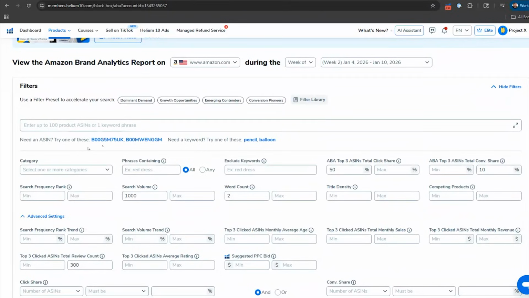I can narrow this down even more by looking at like the category as well. There's a lot more filters on here, but there's especially an amazing filter here that only Helium 10 has that is absolutely crazy. Let me show you that in the next strategy.